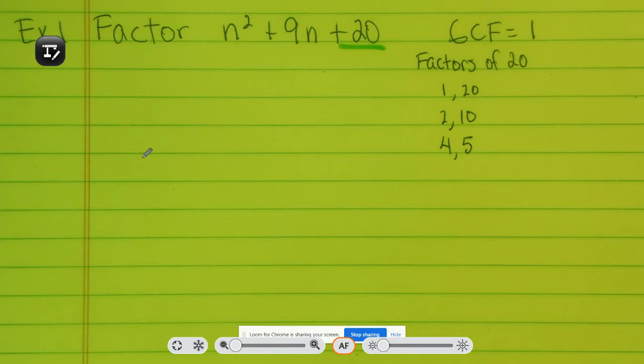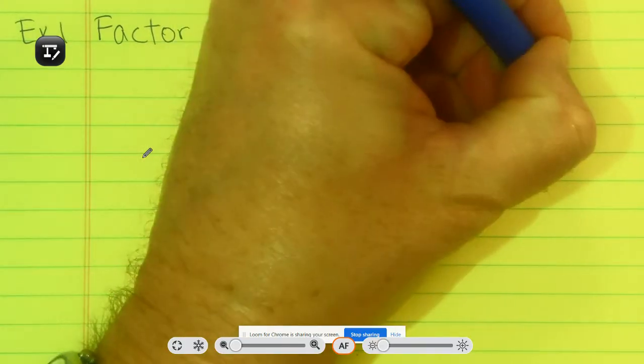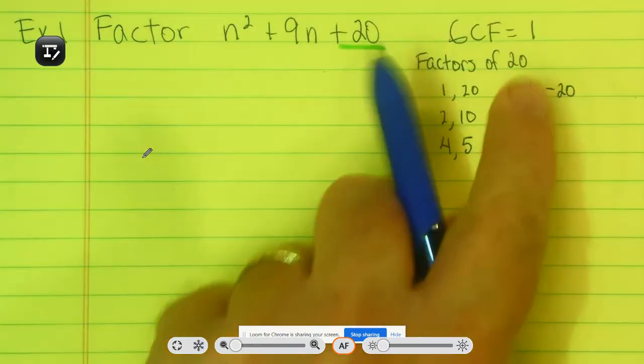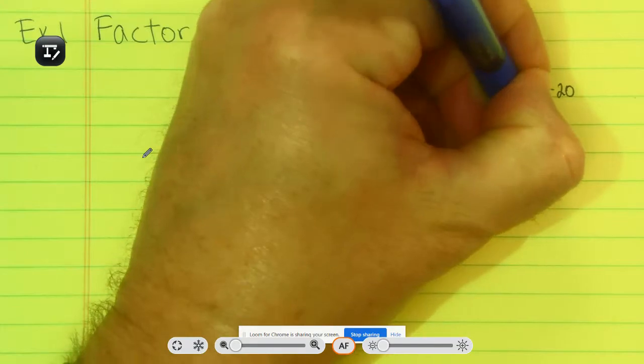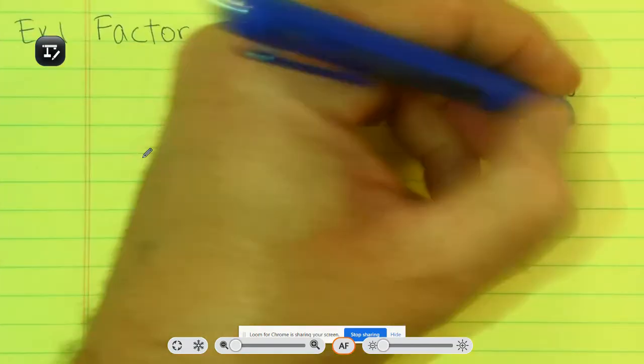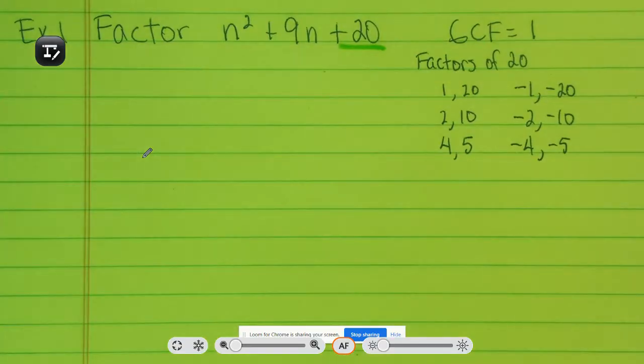Also, I have to remember that negatives will give me a positive 20. In other words, a negative 1 times a negative 20 gives me a positive 20. A negative 2 times a negative 10 will give me a positive 20. And a negative 4 times a negative 5 will give me a positive 20. So I need to keep that in mind.